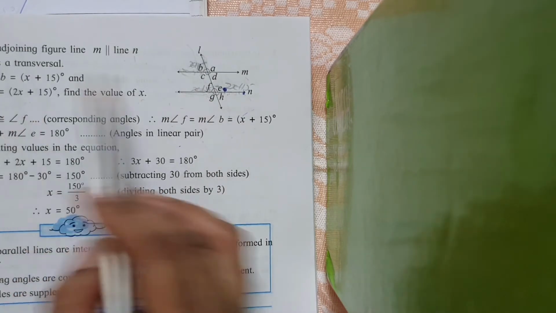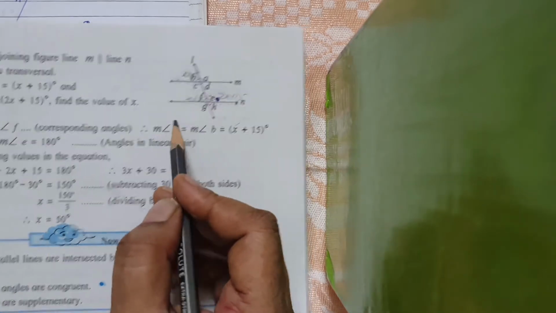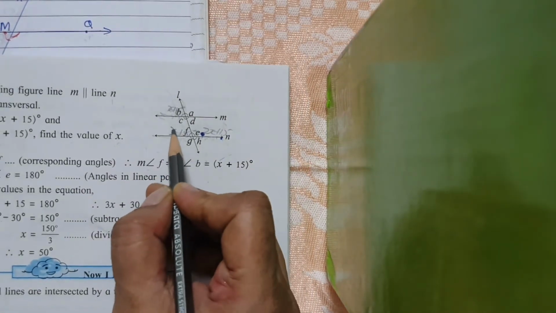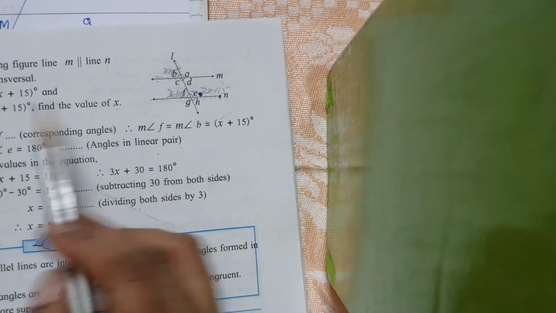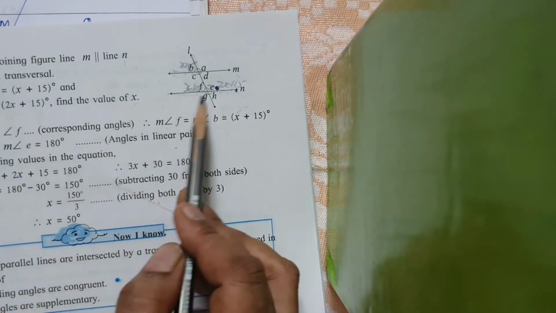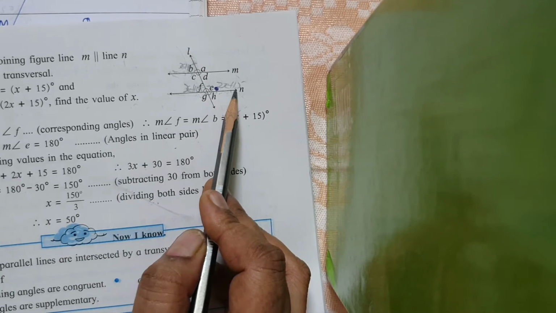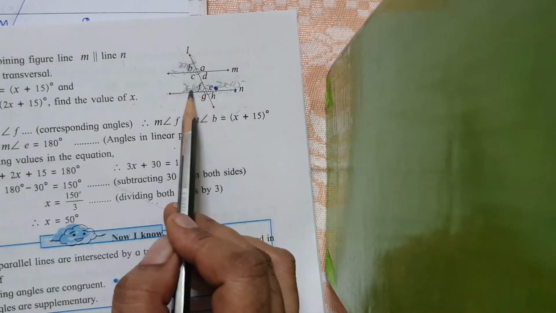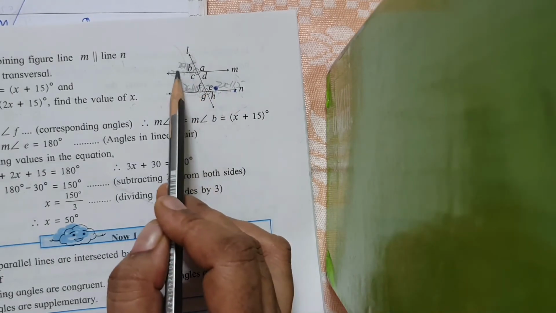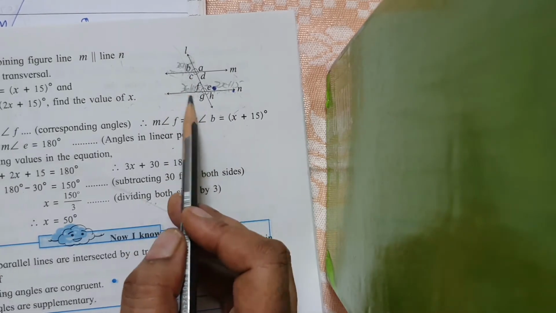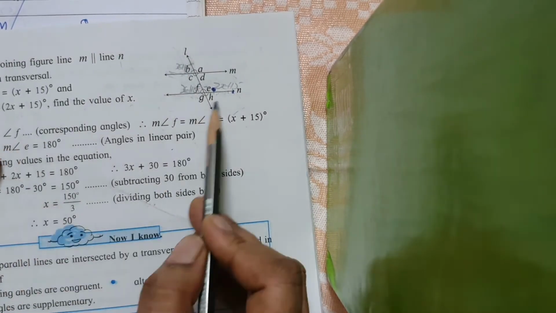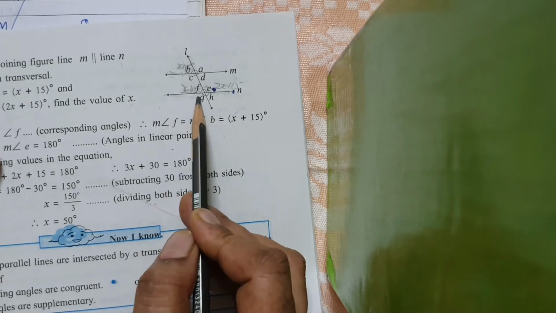And so F will be how much? F will be x plus 15. And now E is 2x plus 15, so this is 2x plus 15. So this is next to this. So what will we do? Measure angle B is congruent to which angle? Corresponding angle, measure angle F.